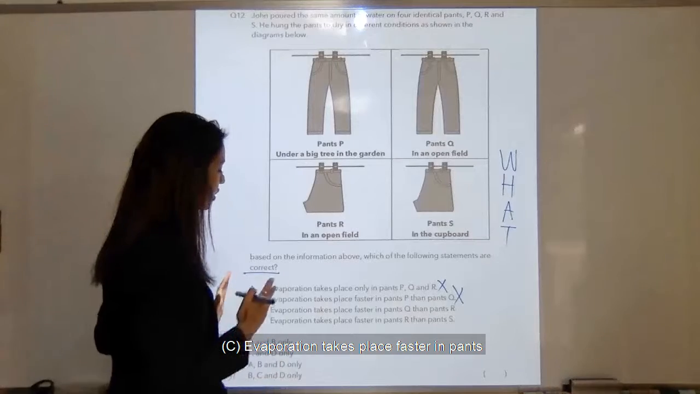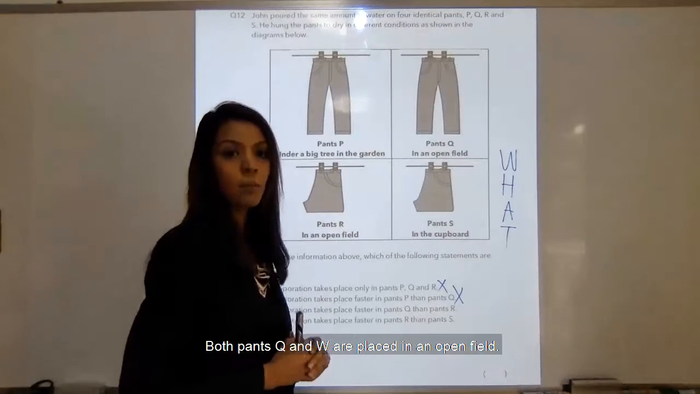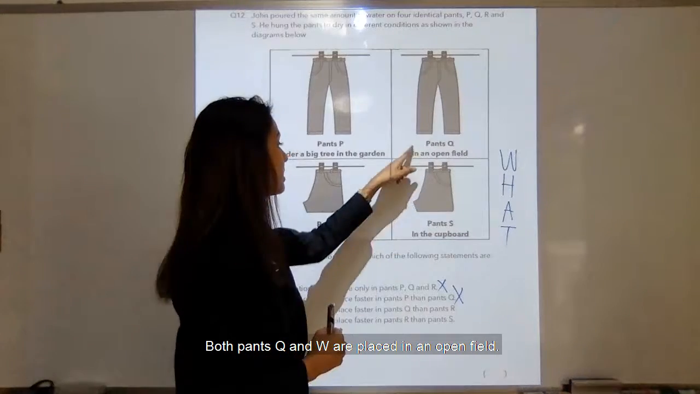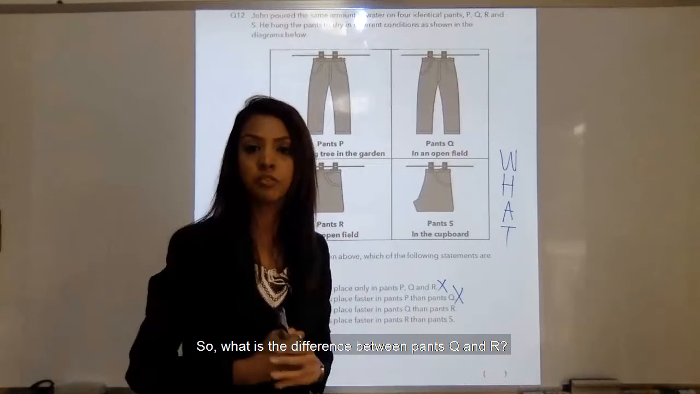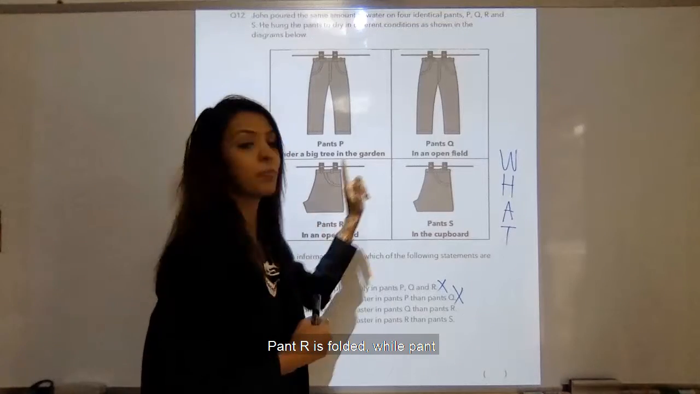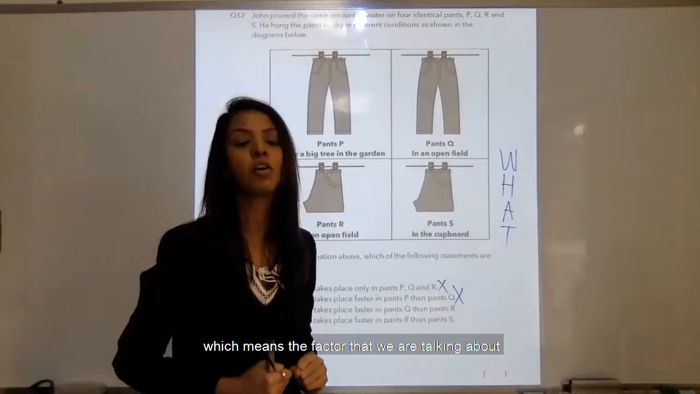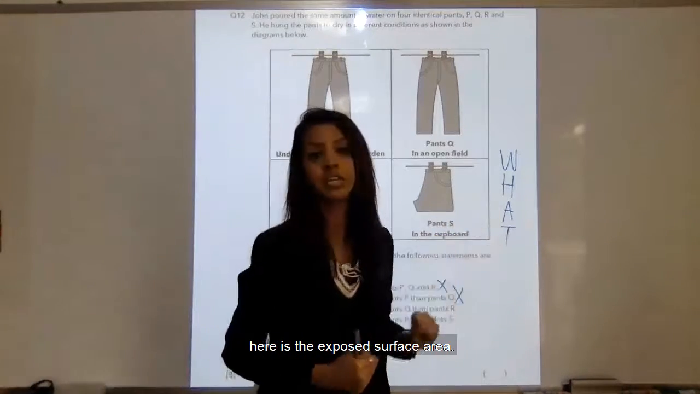C. Evaporation takes place faster in pens Q than pens R. Both pens Q and R are placed in an open field. So what is the difference between pens Q and R? Pens R is folded while pens Q is not folded, which means the factor that we are talking about here is the exposed surface area.